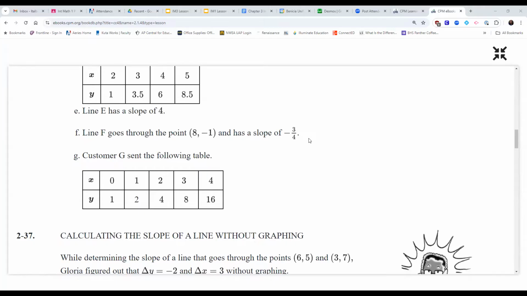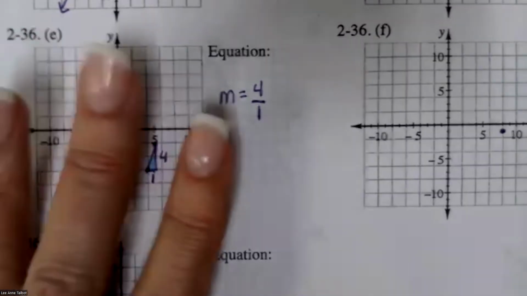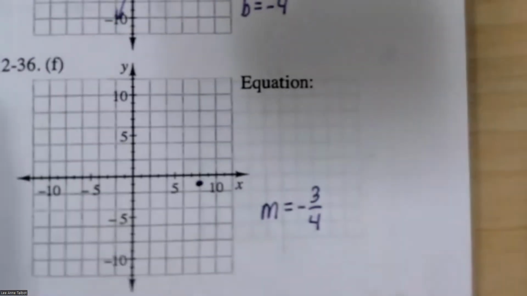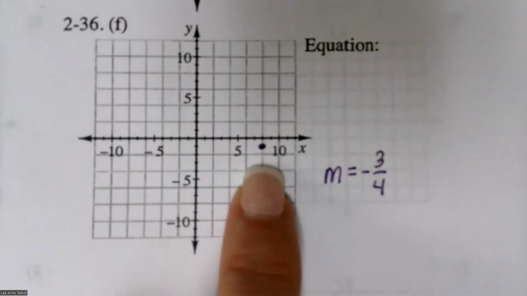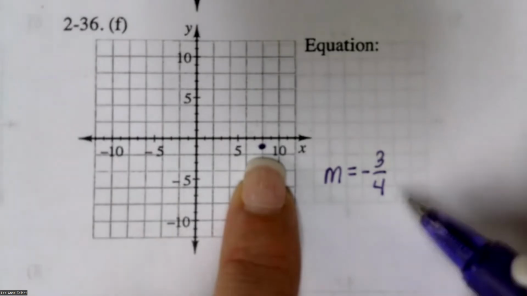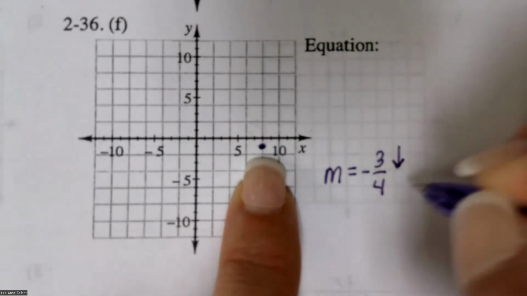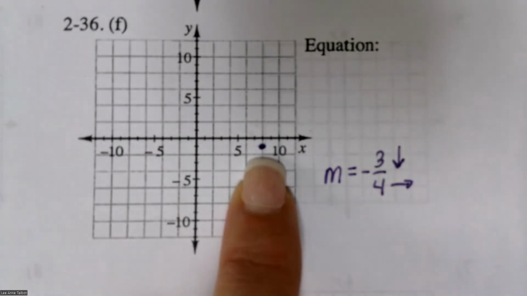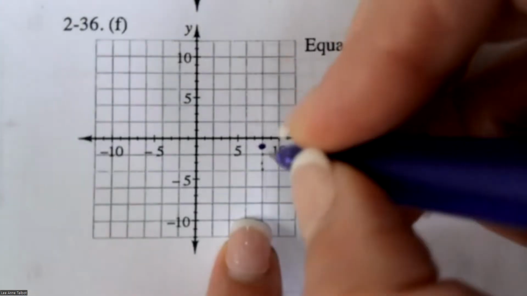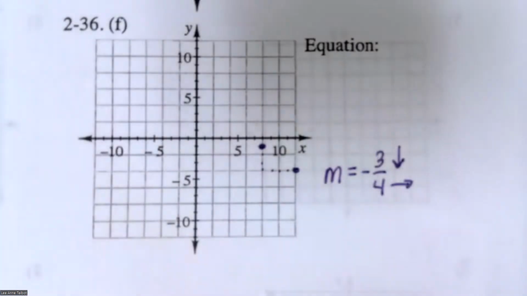Line F goes through point 8, -1, and has a slope of -3/4. Okay, so everybody start with graphing me the point 8, -1. All right, there it is, the point 8, -1. Okay, how am I going to graph a slope of -3/4? This is what I like to do. I like to go down 3 boxes for every 4 I go over. So I go down 3 boxes for every 4 I go over.